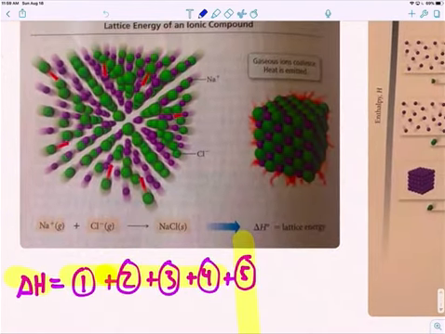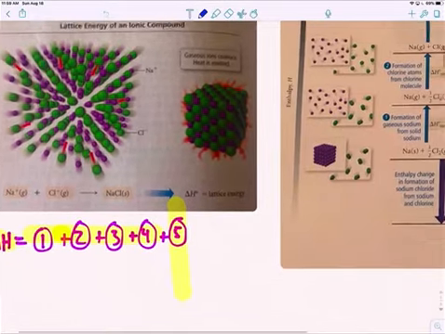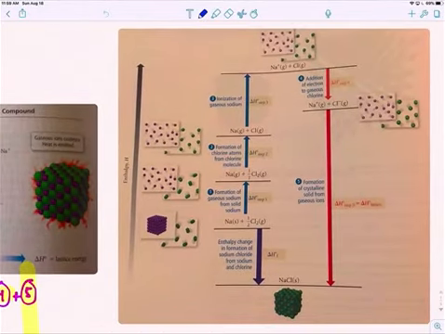So imagine we have something like a sodium chloride crystal, and what is the energy of taking all those ions and putting them together? This is called the lattice energy, and although we don't measure it exactly, we can get it using what's called the Born-Haber cycle. And here is the Born-Haber cycle.